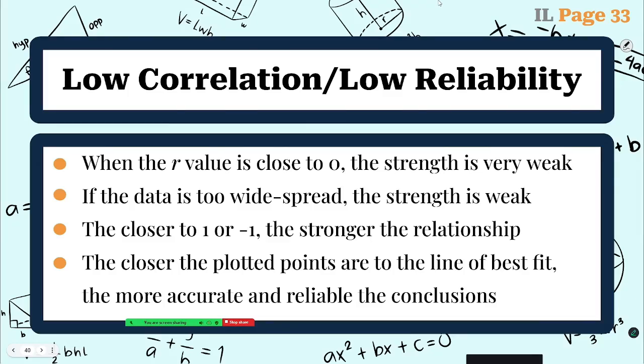The closer to 1 your R value is, the stronger the relationship is. The closer the plotted points are to the line of best fit, the more accurate and reliable your conclusions. So we've been talking about this. I've been touching on it, saying we're going to get to it, and lesson 10 describes and lays it out for us: this is the strength of a correlation, and that R value really pinpoints this strength. The closer to 1 or -1, the stronger the relationship.